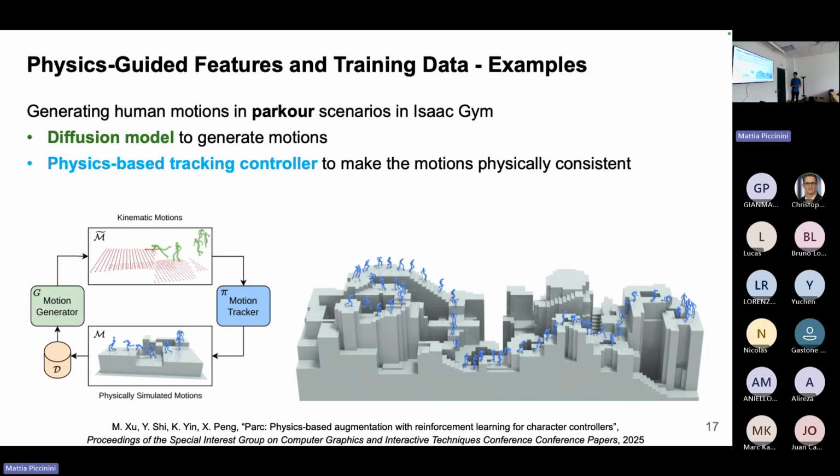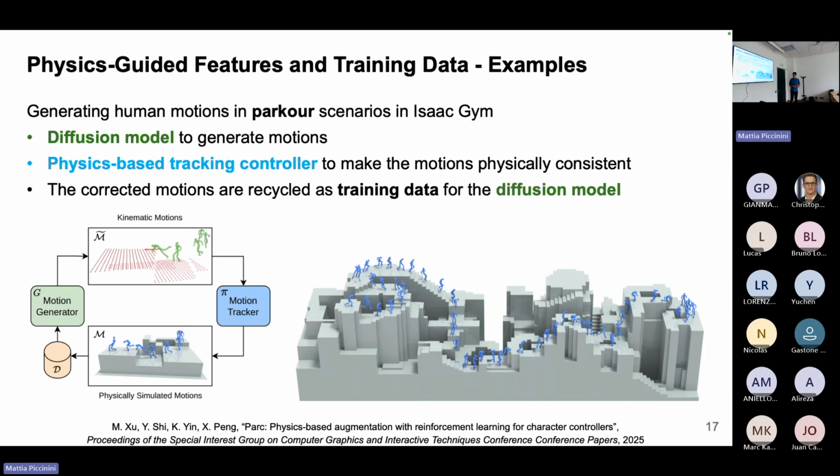And then what they were doing is reusing the corrected motions to refine their diffusion model, their motion generator. So they were recycling the outputs of the motion tracker, the physically plausible motions. They put them in a data set, D, and used the data set to retrain their diffusion model. In this way, they could improve the results with respect to the baseline diffusion model alone.